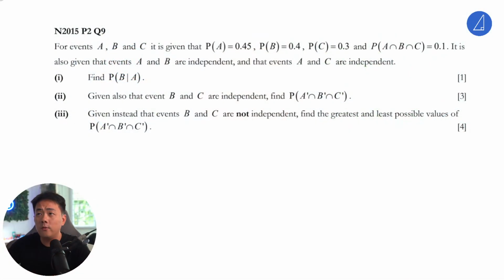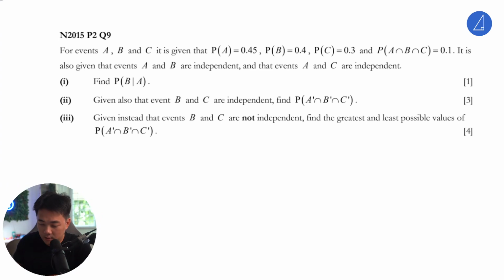Hi students, let's look at this question which was taken from the year 2015 paper 2 question 9. I think this question is on probability. So for events A, B and C, it is given that P(A) is 0.45, P(B) is 0.4, 40%, and P(C) is 30%. So P(A∩B∩C) is 10%. It is also given that A and B are independent.